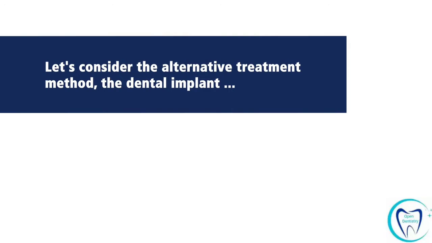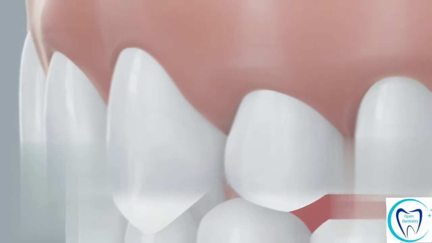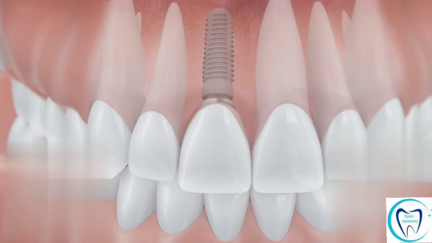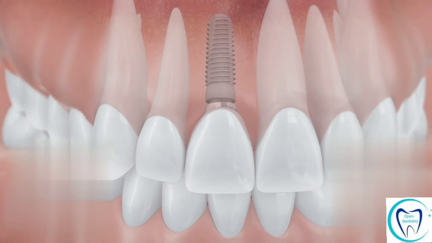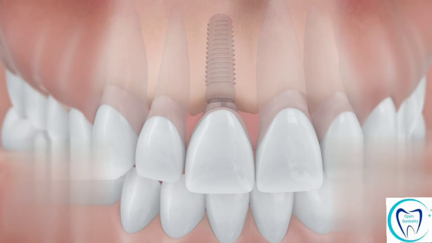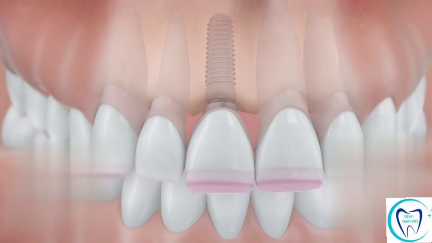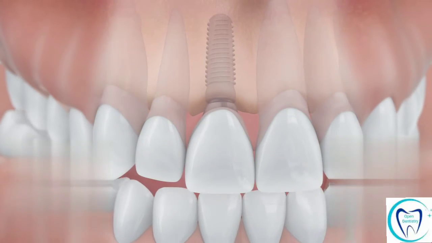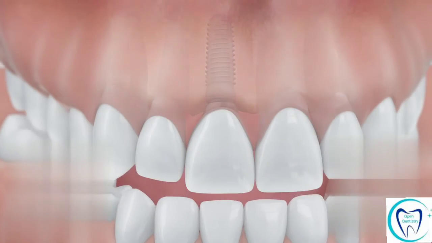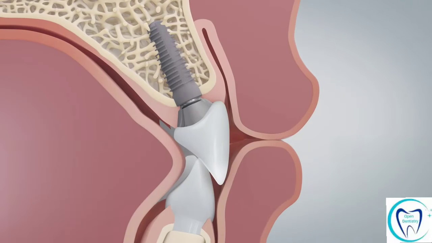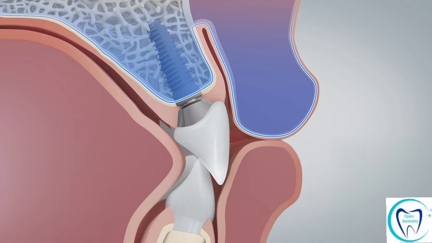Let's consider the alternative treatment method, the dental implant. The implant replaces the root of the missing tooth and functions like a natural tooth. Just like a natural tooth, the chewing pressure is evenly distributed by the implant to the entire jawbone. This reduces the risk that the bone and the gum tissue recedes. The implant restores the natural chewing function. The important support function for lips and cheeks is preserved.